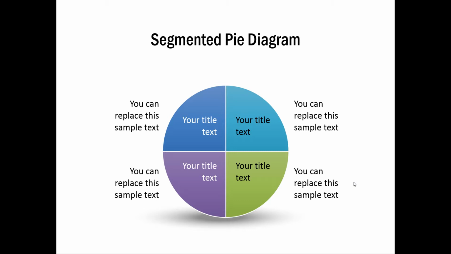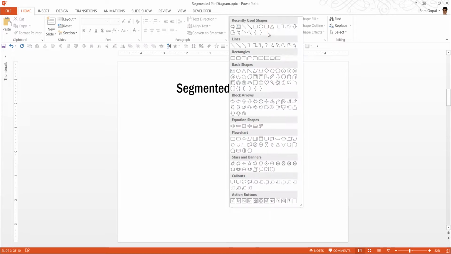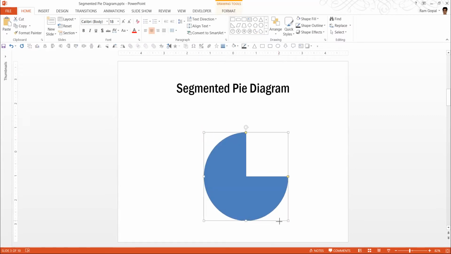Let us see how to create this useful consulting model diagram from scratch by going to a new slide. The first thing I'm going to do is to go to Auto Shapes menu, and under Basic Shapes I'm going to choose this particular tool called as Pie tool. I'm going to click on it. I'm going to hold the Shift button while I draw the pie shape.